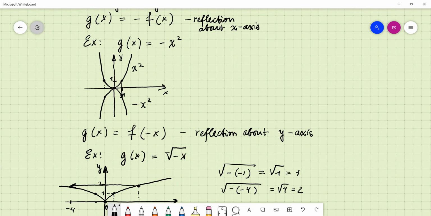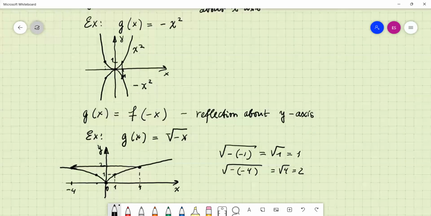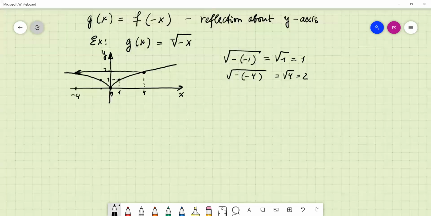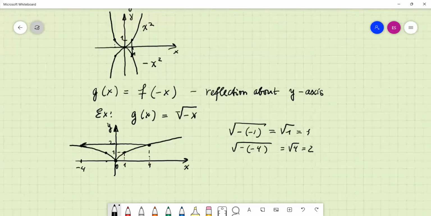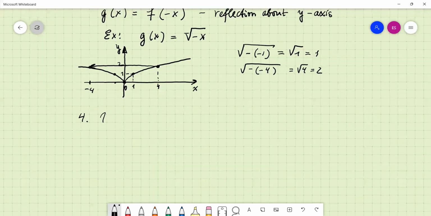Okay, our next transformation is going to be vertical stretching and shrinking. It's a little bit more complicated, but I think we can deal with it. So let me move it up, and that's going to be what? Reflection was number 3, right? That's going to be number 4. Vertical stretching and shrinking.